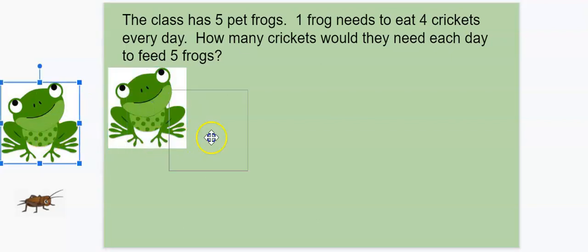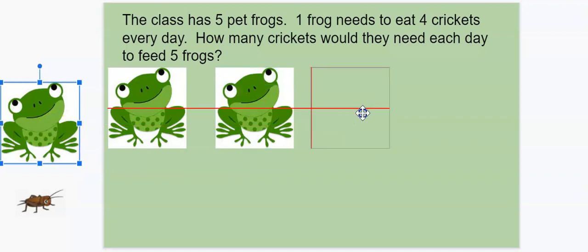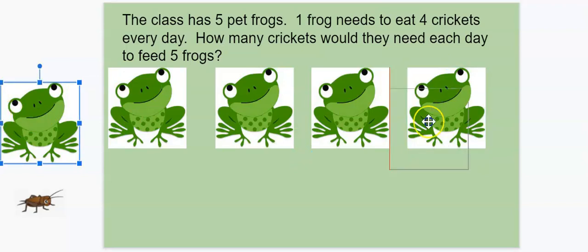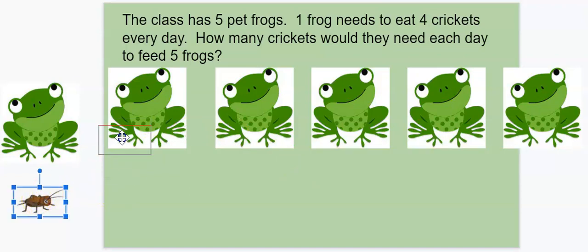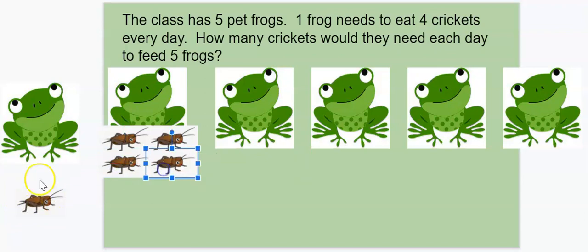Let's get our 5 frogs. 1, 2, 3, 4, 5. Are they still eating the same amount of crickets every day? Yes, they are. Each frog is going to eat 4 crickets every day. So let's give them the crickets. 1, 2, 3, 4.